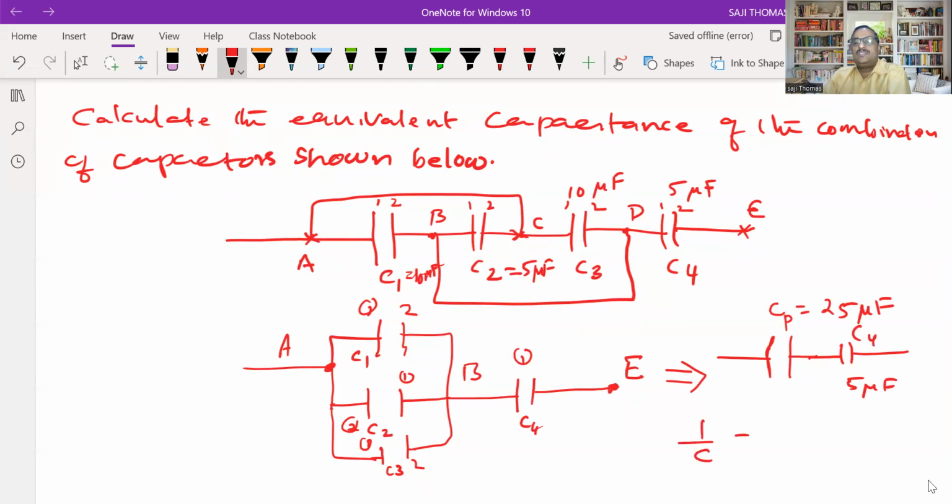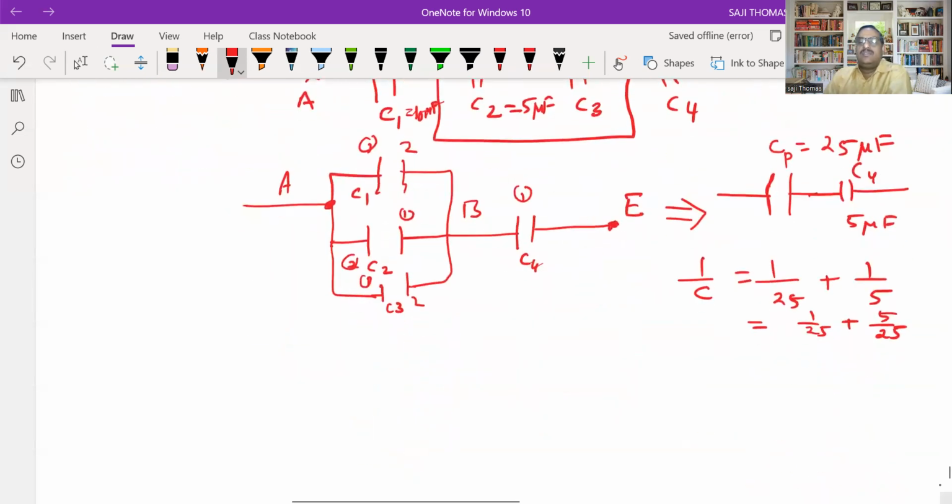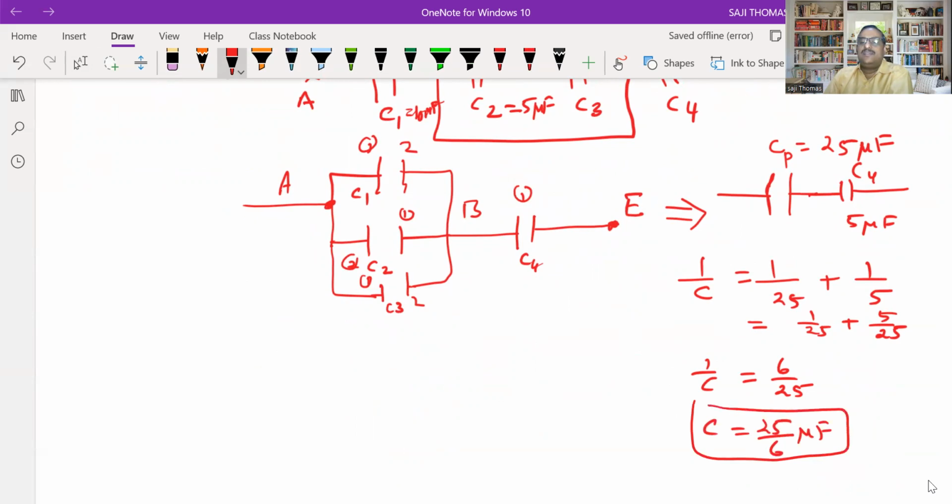Now you can find the equivalent capacitance. 1 by C equals 1 by 25 plus 1 by 5. So 1 by 25 plus 5 by 25. So 1 by C equals 6 by 25. C will be 25 by 6 microfarad. Okay. So when you are given a complex circuit, you simplify in this way.